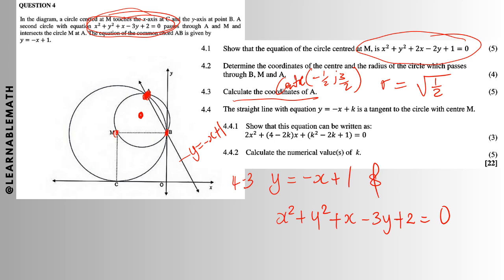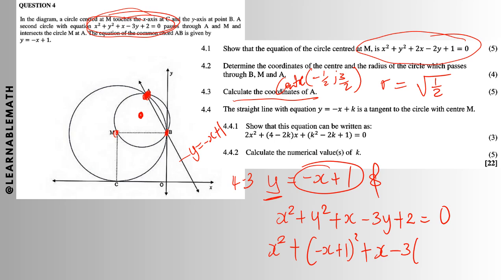So what I can do is to set the two equations equal. Where there is y, you just go and replace it with what? Negative x plus 1. Okay, so I'll have x squared, and wherever there is y, I put (-x + 1) squared, plus x minus 3(-x + 1) plus 2 equals 0. Okay, then after that you can just simply go and expand those things and factorize or use the quadratic equation. When you have expanded, then you solve for x, right? So when you solve for x, you'll find x equals 0 or x equals negative 1.